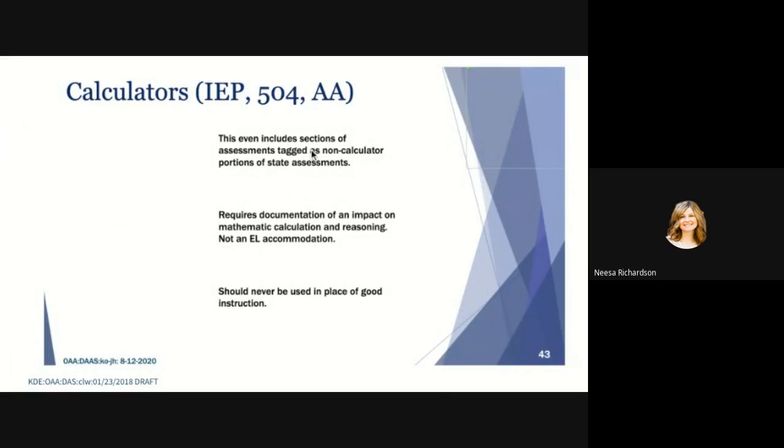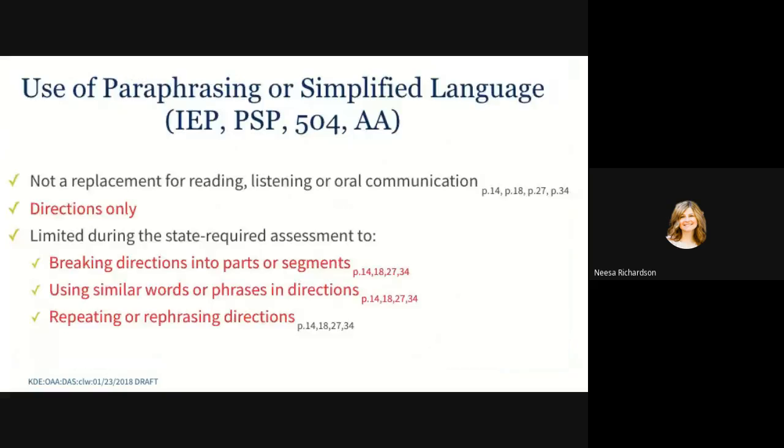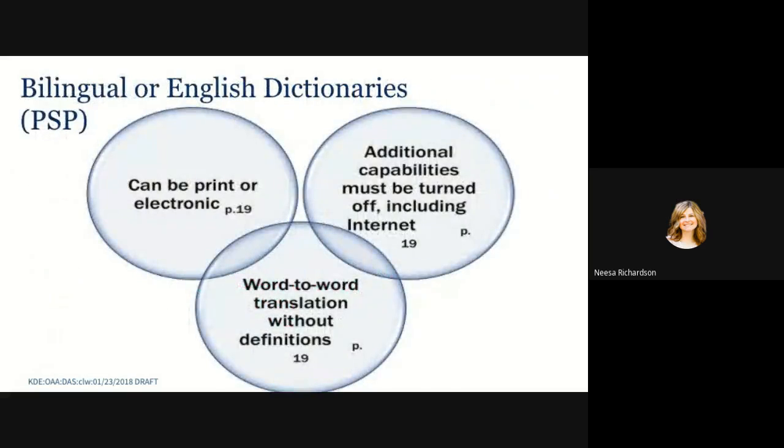Calculators, we talked a little bit about handheld calculators and how there are a handful of students who use them. And then paraphrasing and simplified language. This is really just for the directions. And then paraphrasing is on the IEP and simplified language is on the PSP. And so you may see that, but it's really the same thing regardless of which one. And that's just helping the student understand the task or whatever they're supposed to do.